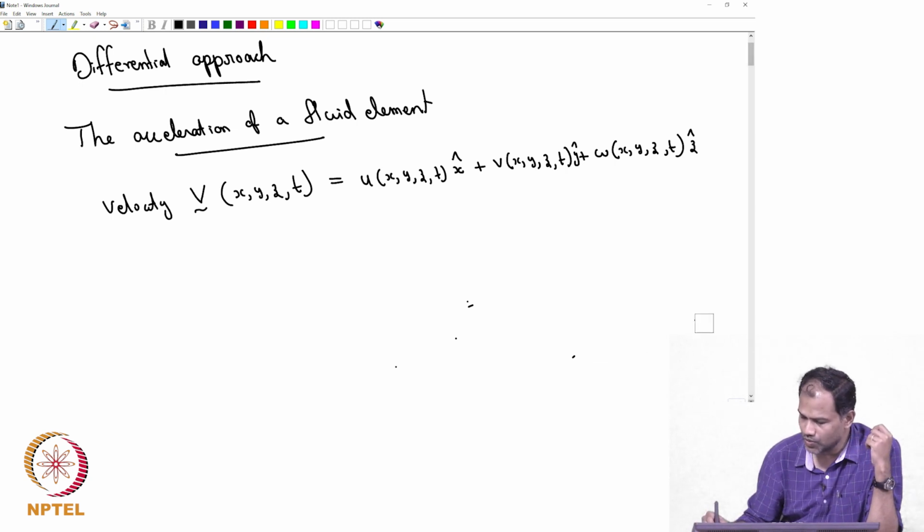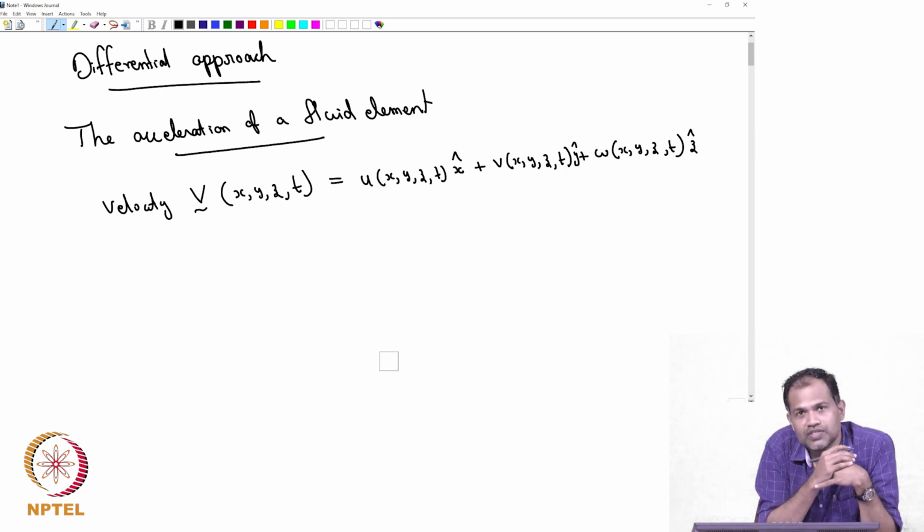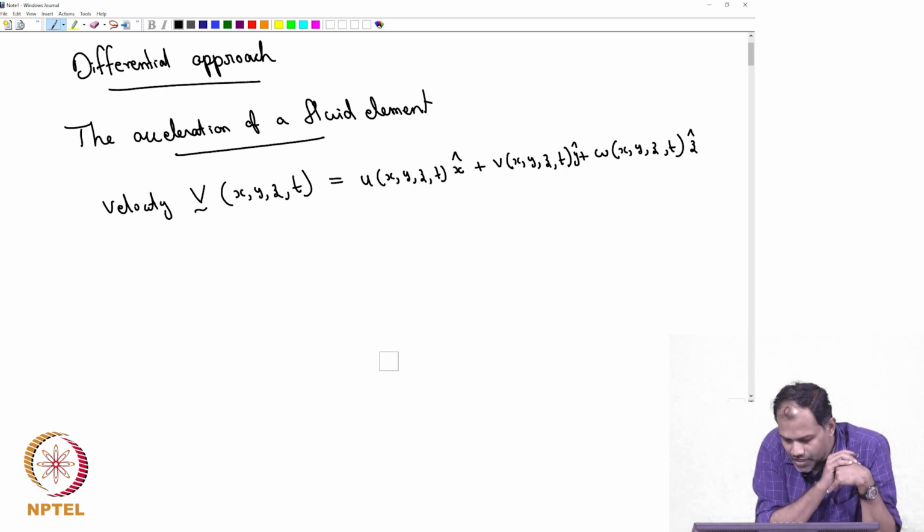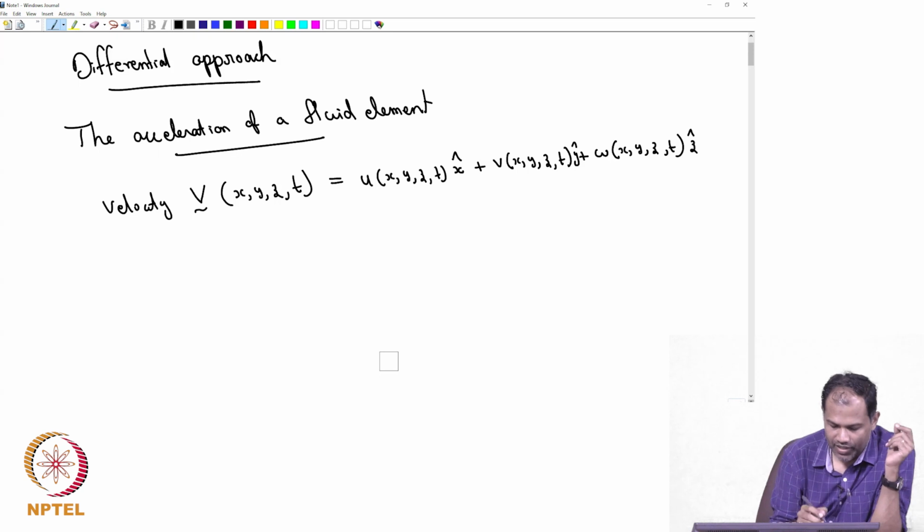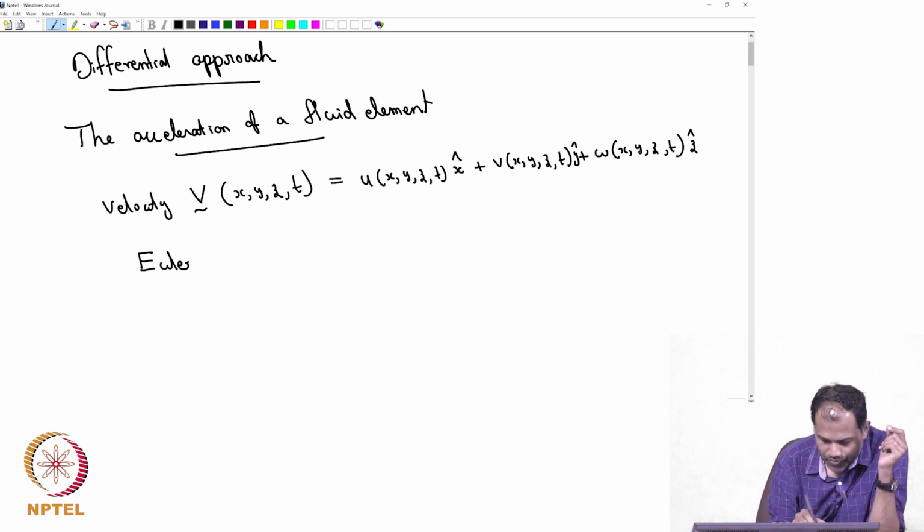Our intention now is to calculate the acceleration associated with this velocity field. There will be an acceleration because velocity is changing in space and time, so you will definitely have an acceleration. The question is, how are you going to calculate the acceleration? You can do the calculation in two different ways. Either you can talk about an Eulerian approach, or you can talk about a Lagrangian approach.